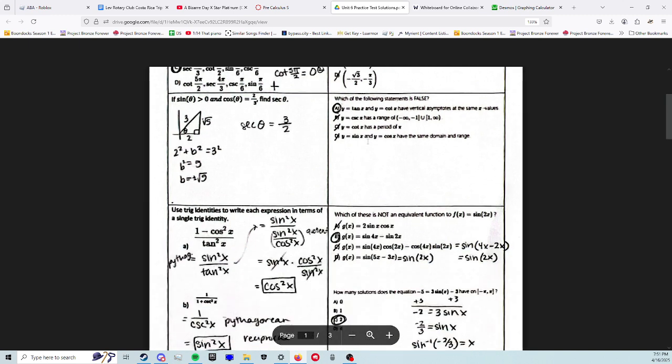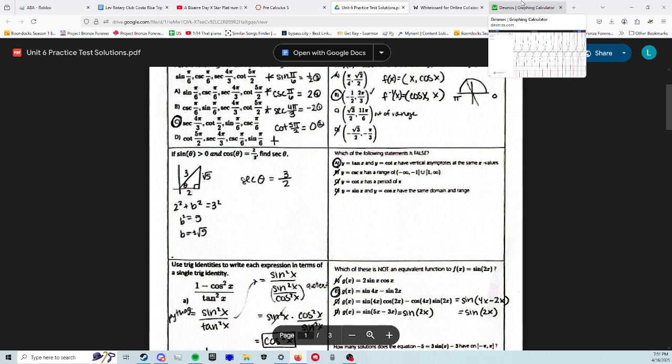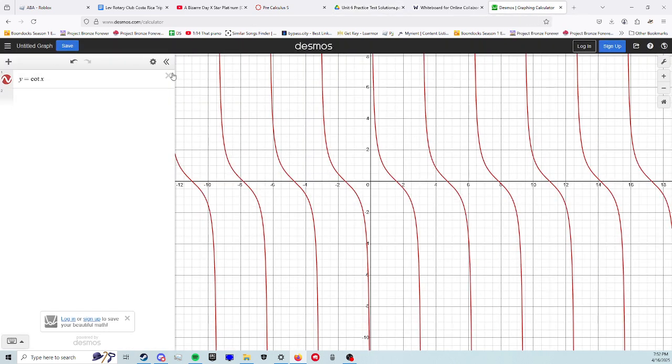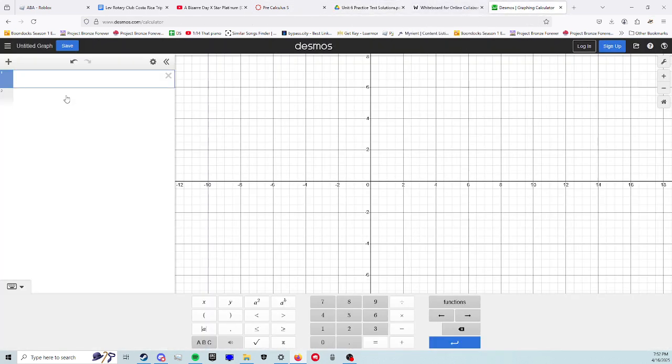Y equals cosecant has a range of negative infinity to negative 1, and then 1 to infinity. So range is, again, the y value. So what we'll do is we'll put it in the Desmos graph.